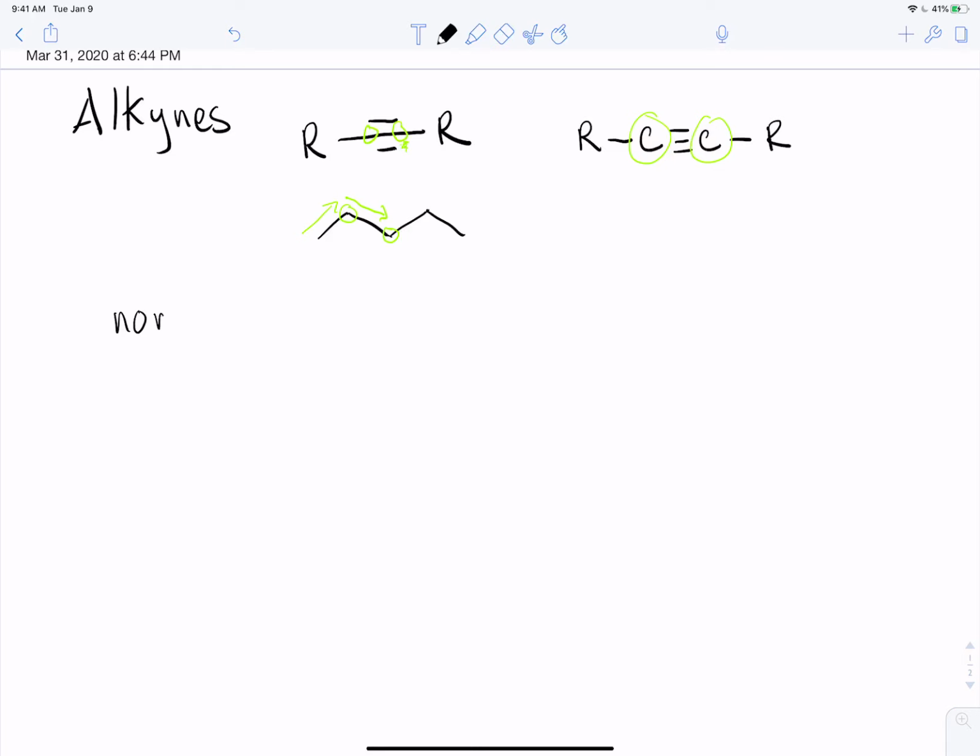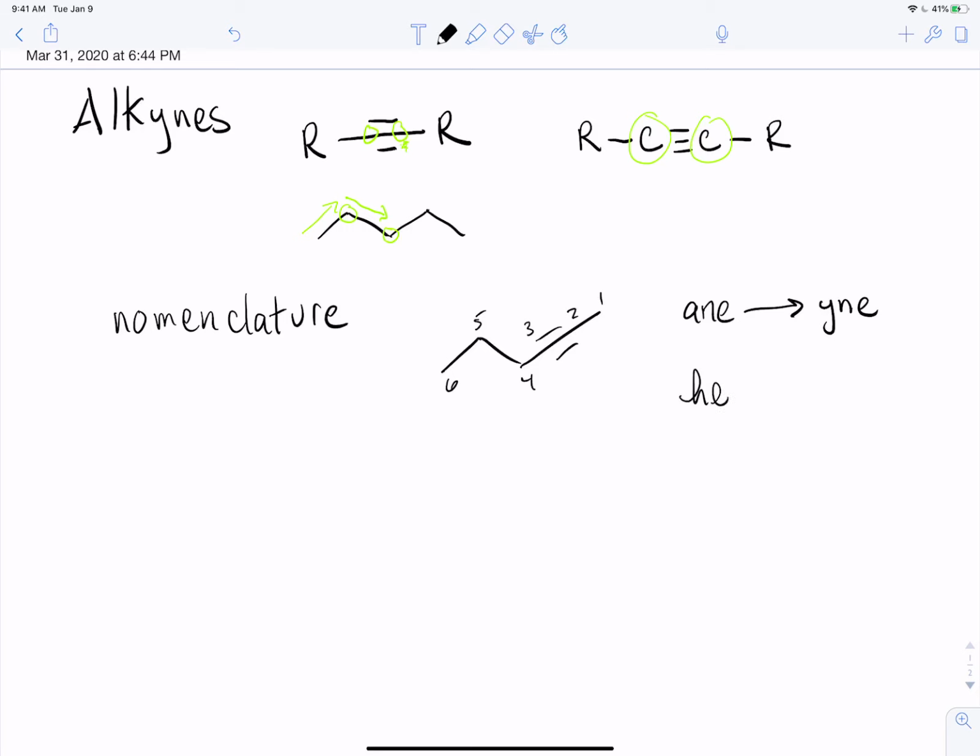So if we look at nomenclature, we could just pick out some really simple molecule here. Here we have the end fix, or whatever you want to call it, ANE. Now it's going to become YNE. And we're going to number such that we give the alkyne the lowest number along that carbon chain. So here we have hexane as the parent, because we've got 6 carbons, but since it's an alkyne, we're going to call it hexyne.